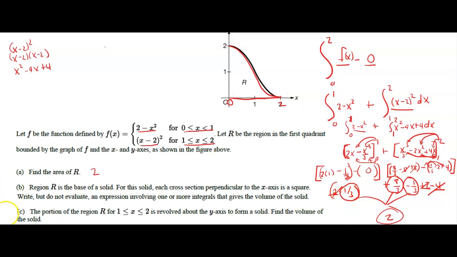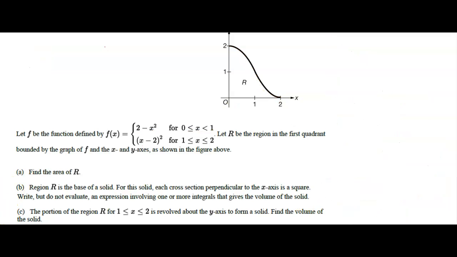All right, moving along. So for part B, R is the base of a solid. For this solid, each cross-section perpendicular to the x-axis is a square. So perpendicular to the x-axis means we're doing dx. The fact that we're doing cross-sections with a square means it's going to be the base squared. And the base is the distance of your function to the x-axis, which once again is really just the function.